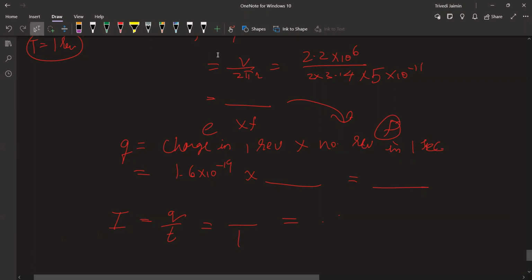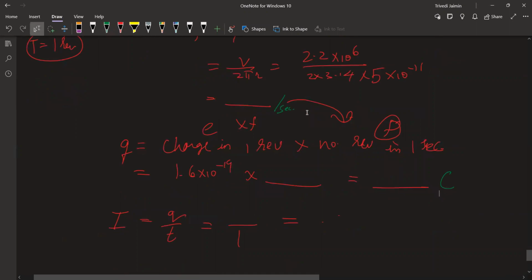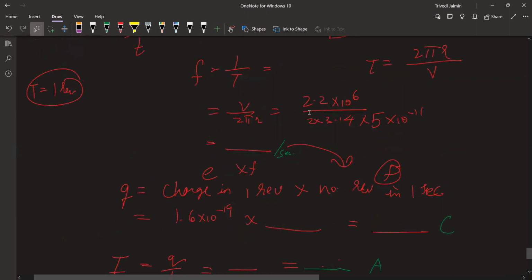No one did? Mohammed Jafar, Pravalika, Renuka, anyone calculated? Give me the answer. This will be per second, whatever value you will get here. This is charge coulomb. And that will be your ampere. Frequency is what? Cycles per second.